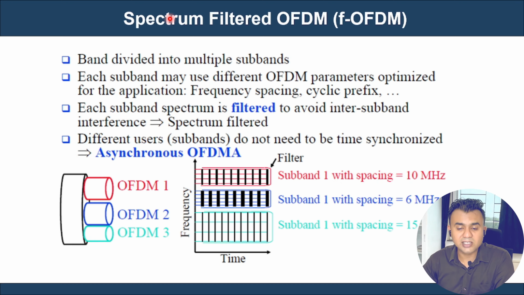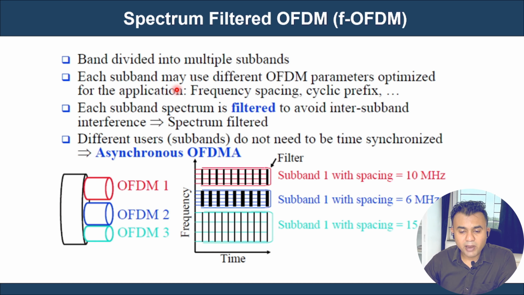Let's say some of the users ask for an entire band, that I want a particular band, right? So what you can do is you can have, let's say, an entire band with OFDMA 1, OFDMA 2, OFDMA 3. Subband 1, let's say, with a spacing of 10 megahertz. Spacings can be different. These frequencies are indicative. Subband 2 could have a different spacing, and subband 3 could have a different spacing. So a particular band is divided into multiple subbands. Let's say this is my larger band, and it is divided into smaller subbands.